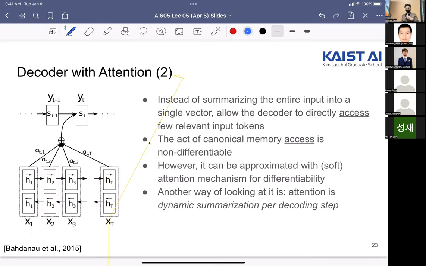So you can think of this in different ways. That's one way to put it. Another way to put it is that you basically access the token directly. So it's kind of memory access. So I usually think of this in two ways. One is memory access. The other way is the dynamic summarization. So how you actually summarize depending on your current status.